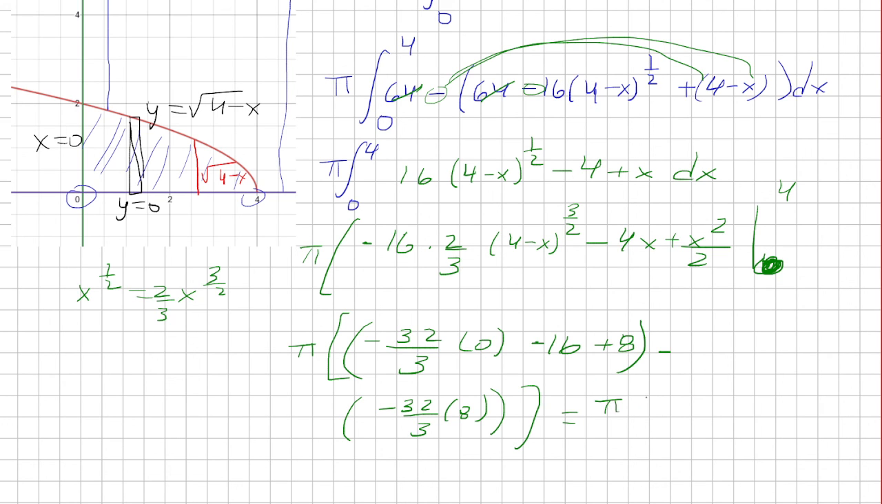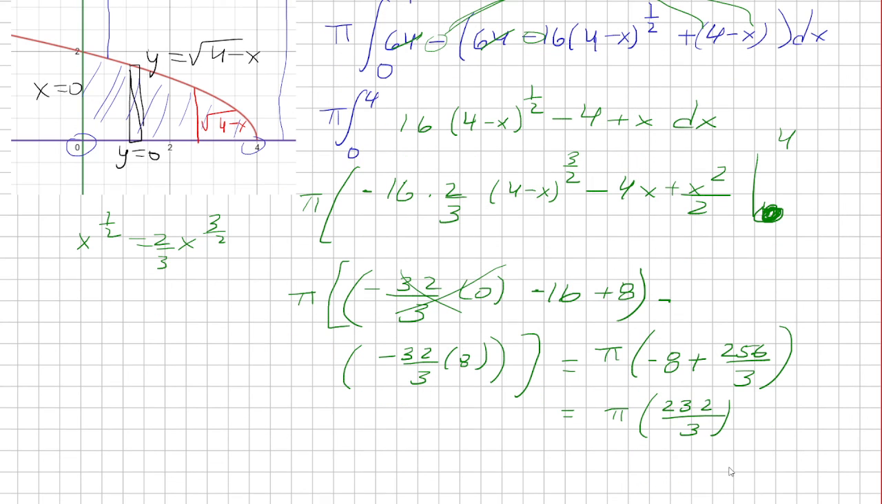So I have pi, and then this goes away. -16 plus 8 is -8. Negative times a negative, that's positive. And then we do 32 times 8 is 256, that's over 3. Now, -8, think of that as -24 over 3. -24 plus 256 is 232 over 3. Multiplying this out, we end up with 232 pi over 3. And this is my final answer.